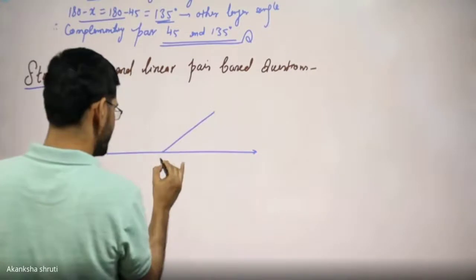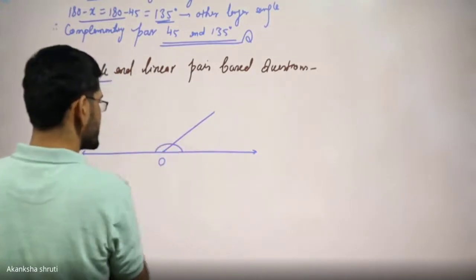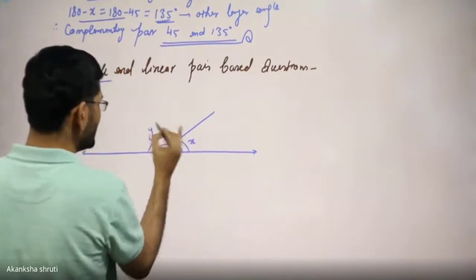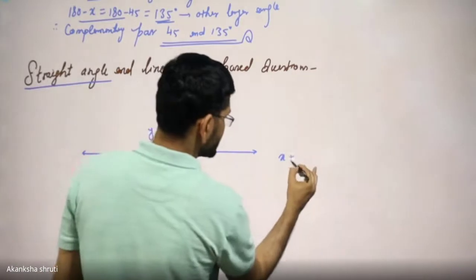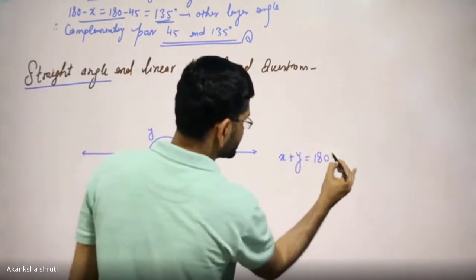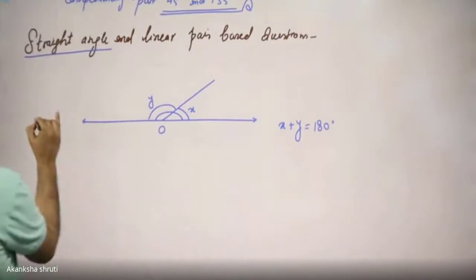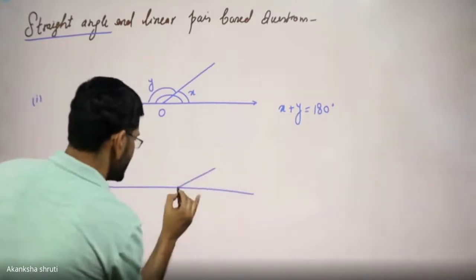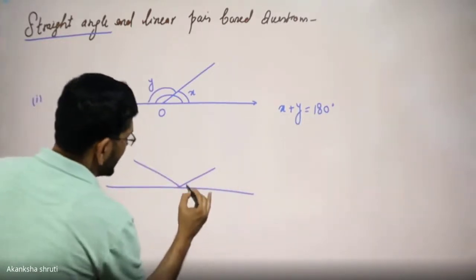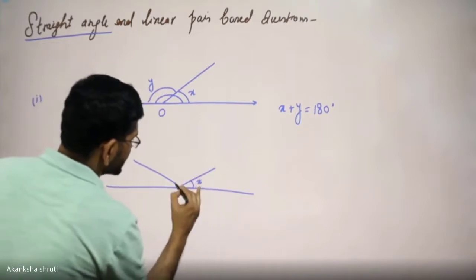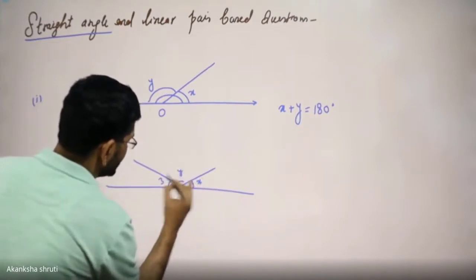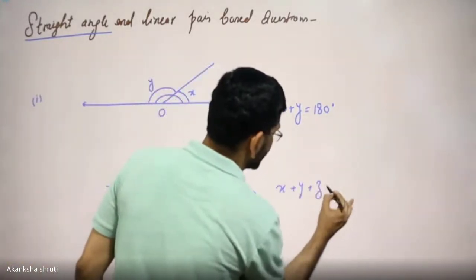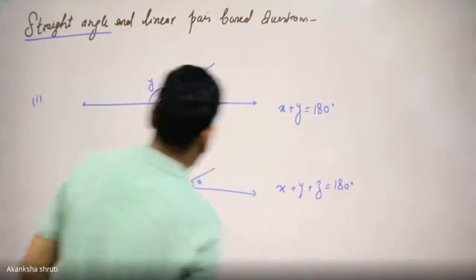Like if at point O, this is the straight angle, and this is x and this is y, their sum is 180 degree. Students, it may be possible that at any straight angle, some other angles may be given. Consider these as x, y, and z. Then this x plus y plus z should be 180 degree.